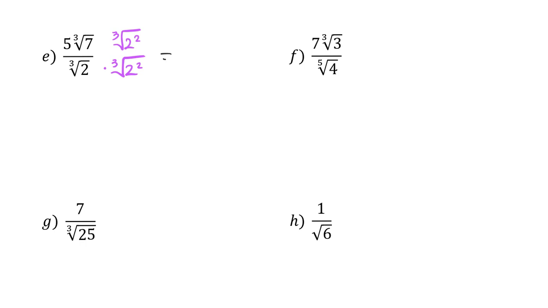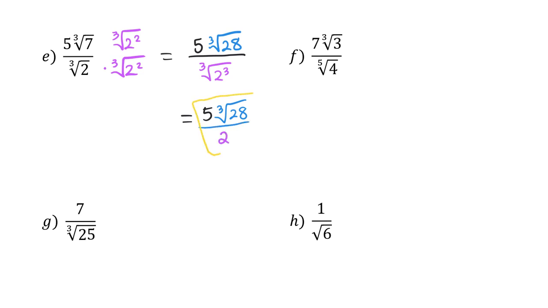Okay, now on the bottom, I have the third root of 2 to the third, which is good because it's going to go to a 2. What do I have on the top? I have 5. The third root of 7 times the third root of 4 is the third root of 7 times 4, 28. So I have 5 times the third root of 28 over 2. Okay, and even though it doesn't look better, it doesn't have a root on the bottom anymore.